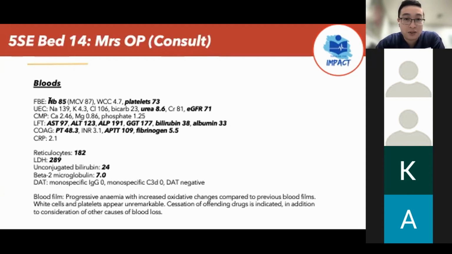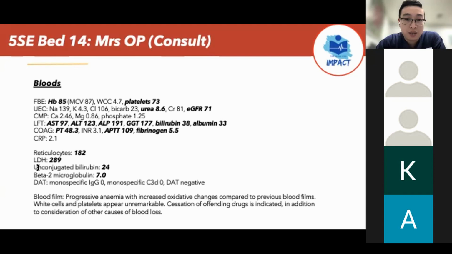So walking through it, FBE shows anemia, cool. We expect the reticulocyte count to be high if the bone marrow is working. It is high, so the bone marrow is working. So the causes now are, either the patient is bleeding or the patient is hemolyzing. So the next step is to order a hemolysis screen.